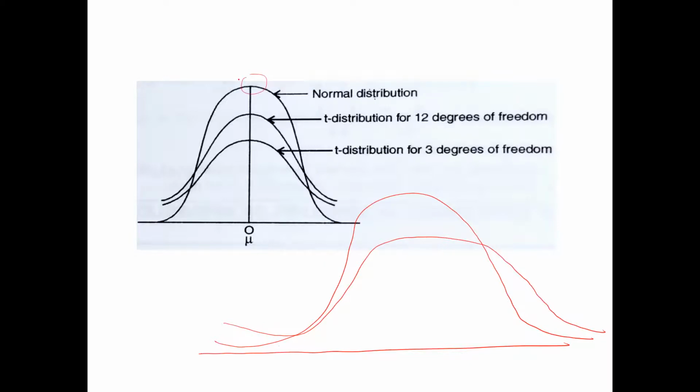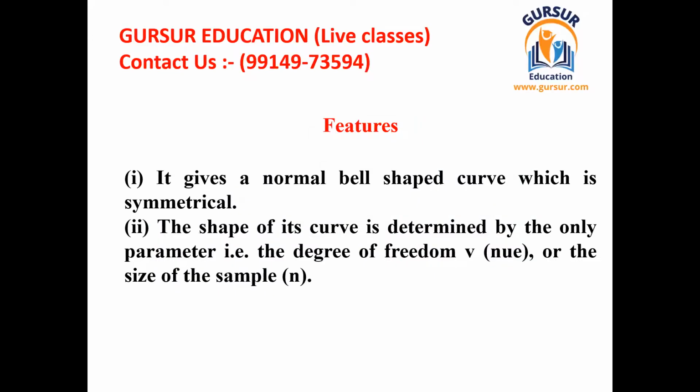So this is a normal distribution and this is the T distribution for 12 degrees of freedom. This is again a T distribution for 3 degrees of freedom. I shall tell you about degrees of freedom as well. You don't need to be bothered by now. So this is how it is shaped. We have to understand its features now. It gives a normal bell-shaped curve, which is symmetrical. The first feature is this.